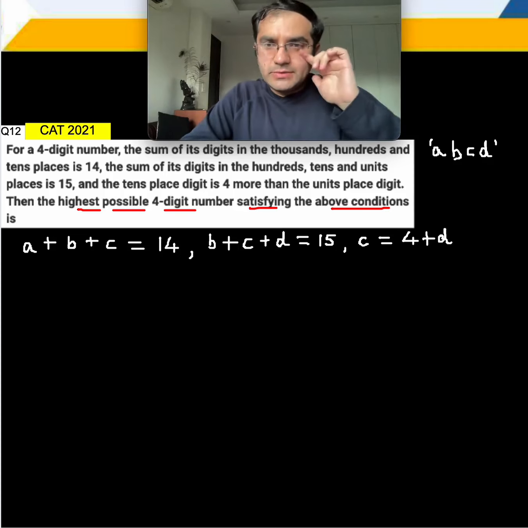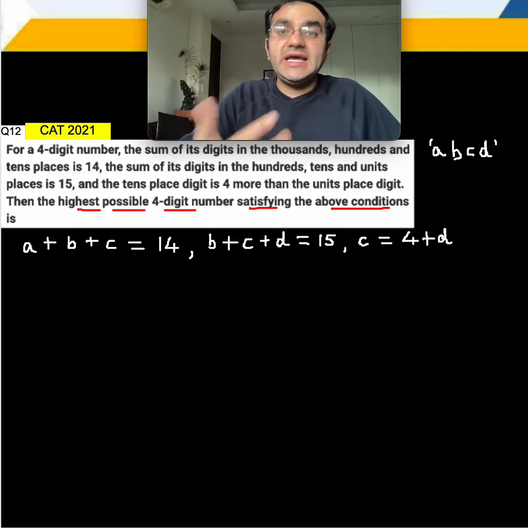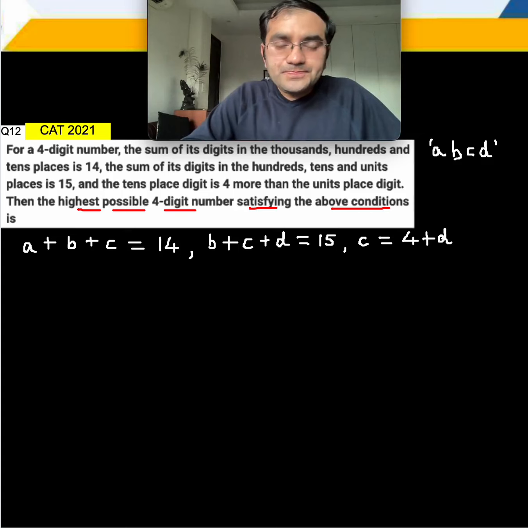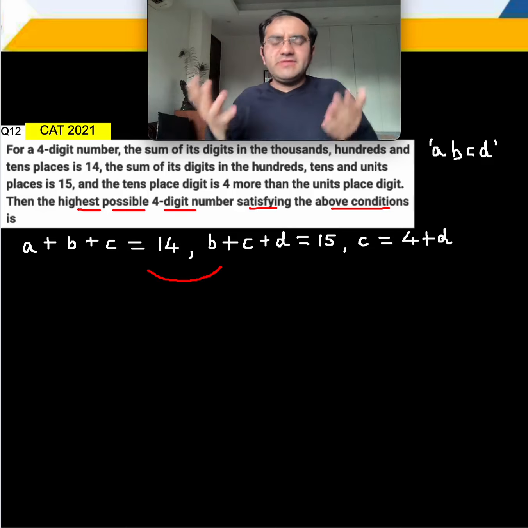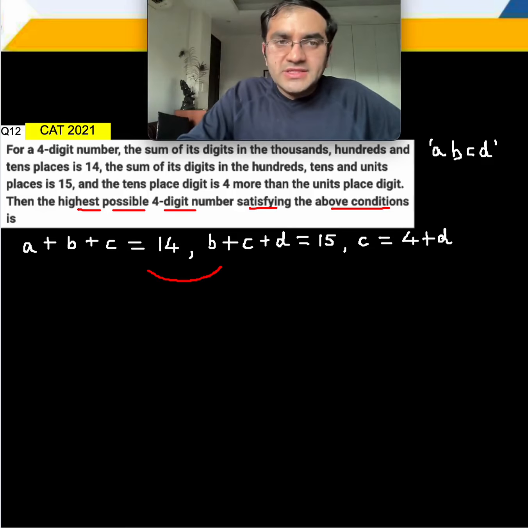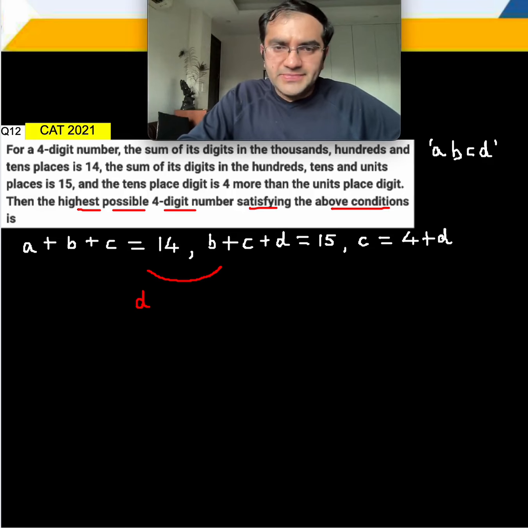Highest possible number will be when A is very large. A has to be very, very large. So what I'm going to do is subtract these two equations because we have too many variables. You have so many variables. How can you think? These two equations have two variables common, B and C. So let me subtract. So D minus A becomes 15 minus 14, that is 1.